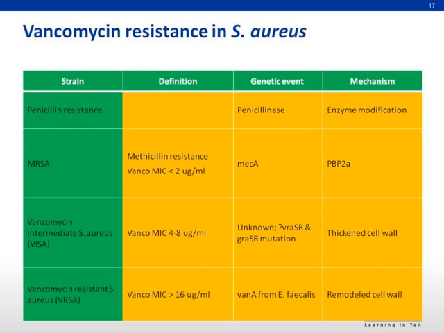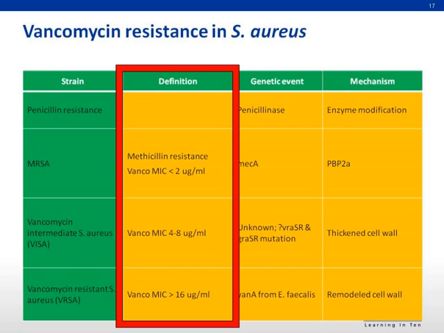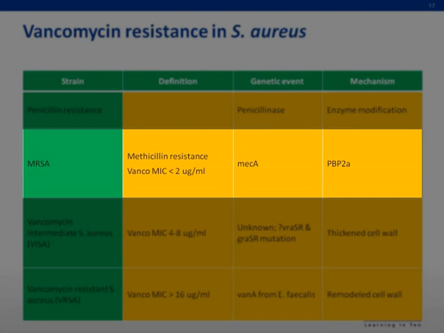This table illustrates the resistant pattern in Staph aureus. The definition of resistant depends on the minimal inhibitory concentration, MIC, to vancomycin. MRSA MIC to vancomycin is less than 2 micrograms per ml, and as previously discussed, the resistance is carried by the mecA gene that codes for penicillin binding protein 2A.